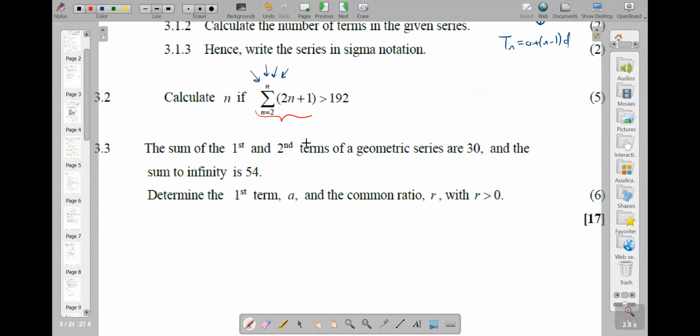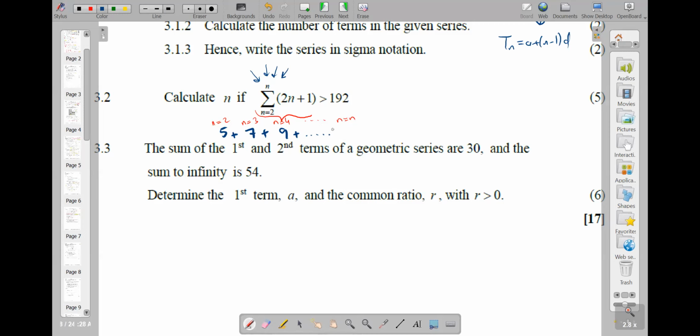And just be careful. The first term is starting from n equal to 2. So n is equal to 2, and then n is equal to 3, and then n is equal to 4. It will carry on till n is equal to n. So we don't know what n is. For the first one, n is equal to 2. It gives me 2 times 2 plus 1, which is 5, and 2 times 3 plus 1, which is 7. 2 times 4 is 8, plus 1, which is 9. So it carries on like that. It's kind of the sum of odd numbers idea.